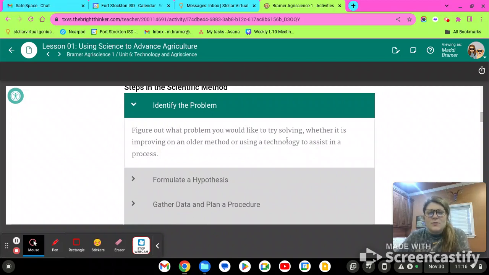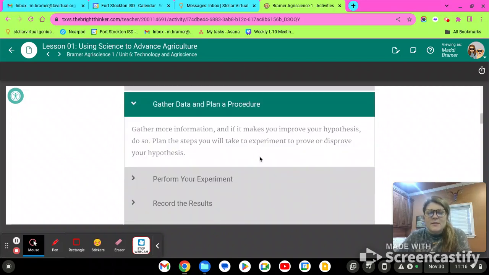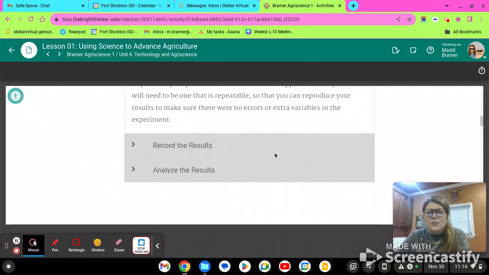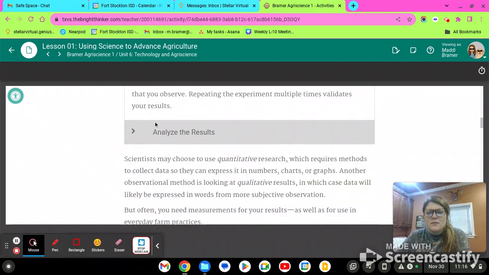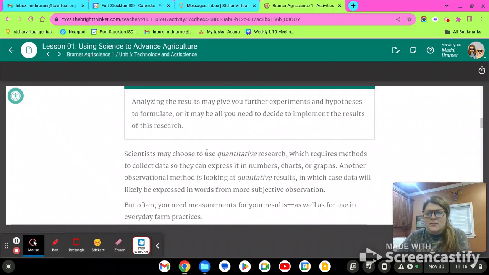So first, remember, you just figure out the problem, make the hypothesis, gather the data, figure out what you're going to do, perform your experiment, record the data. The more data you record, the better. And then you talk about the results, and usually you conduct that all into a big, huge paper presentation where you're going to keep all your information together.